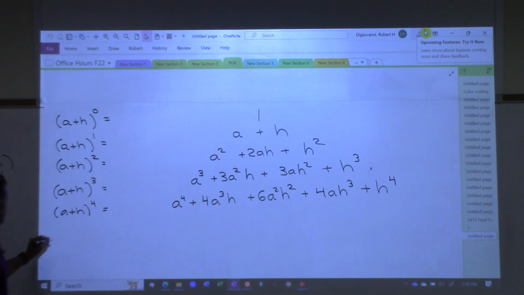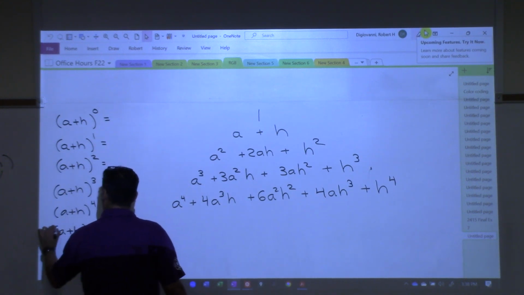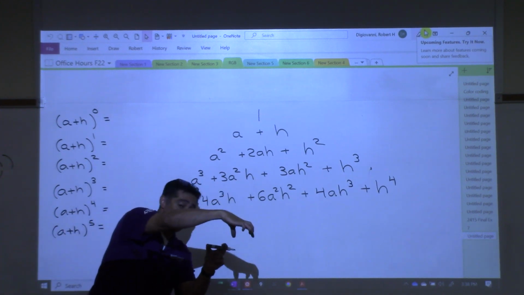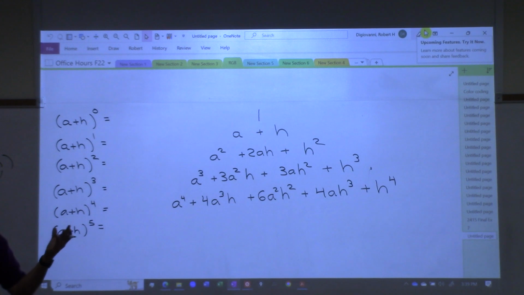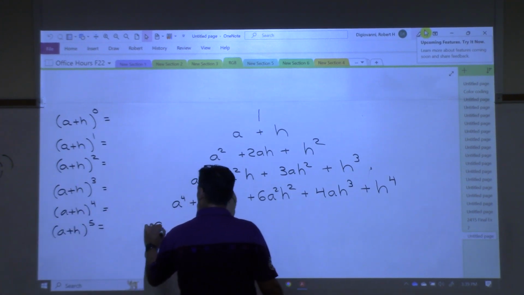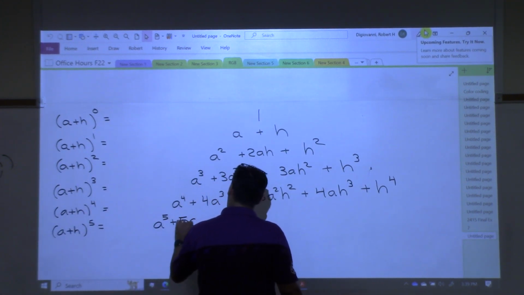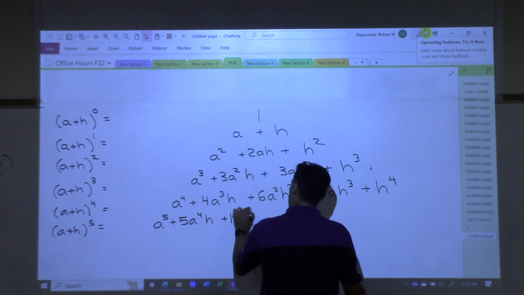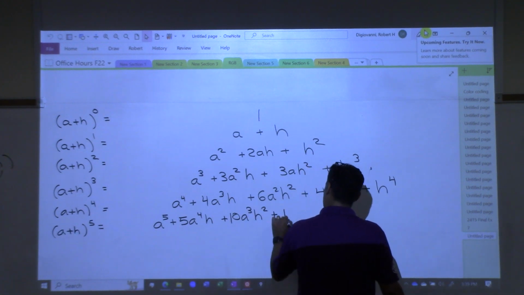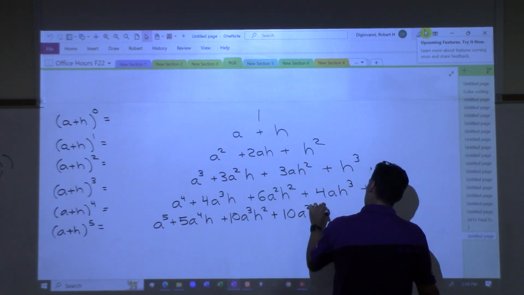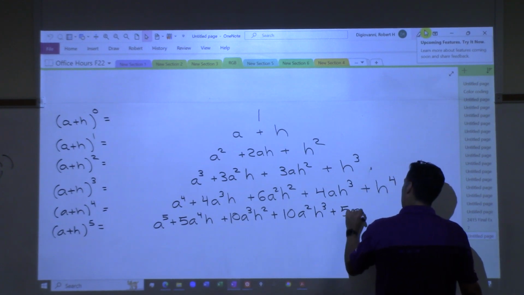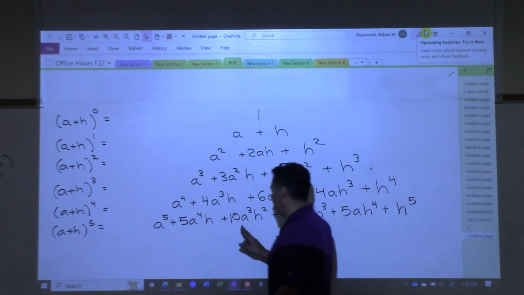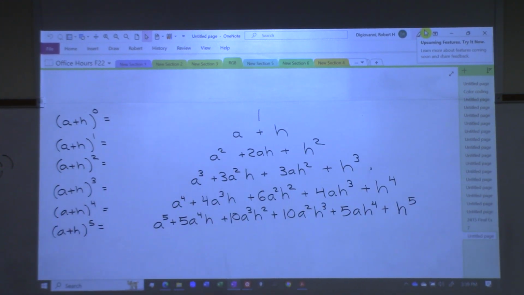I'll do one more. A plus h to the 5th. So that's a plus h times a plus h times a plus h times a plus h times a plus h, 5 times. Multiply it all together, collect all your like terms. Here's what you would get. A to the 5th plus 5a to the 4th h plus 10a cubed h squared plus 10a squared h cubed plus 5ah to the 4th plus h to the 5th. Now, you were believing me on that, right? You're just taking that on faith.